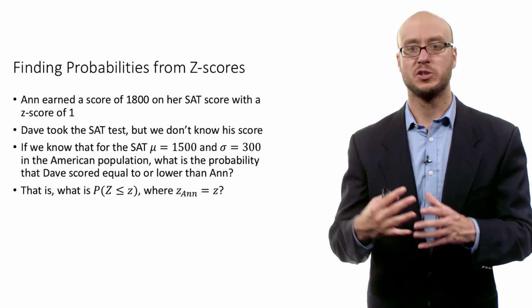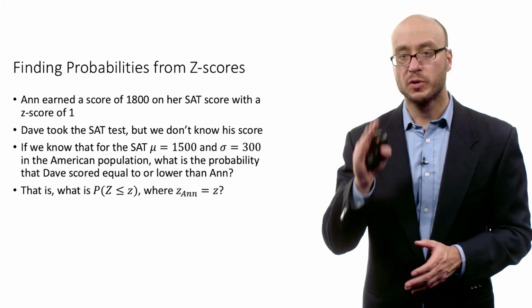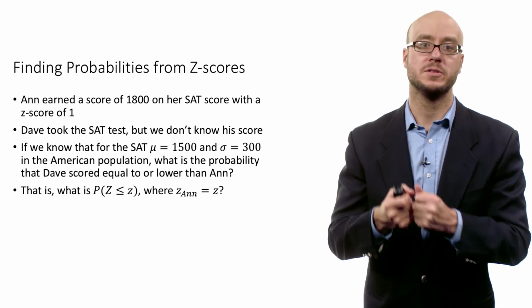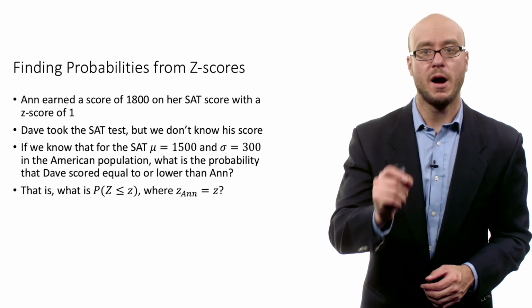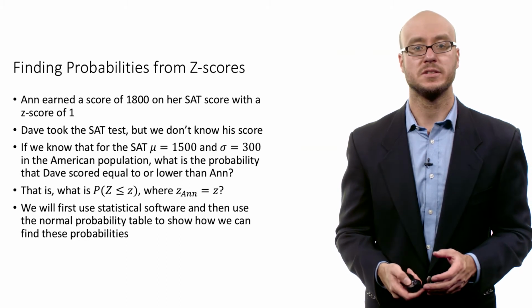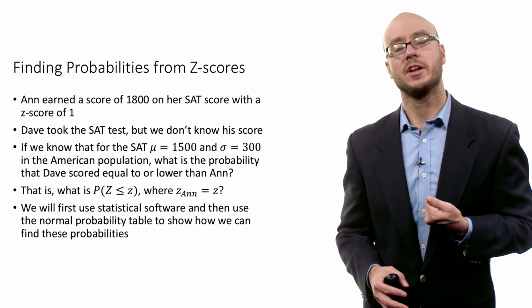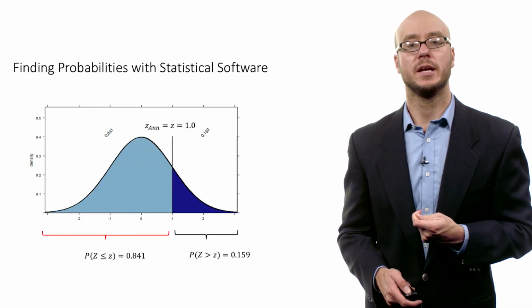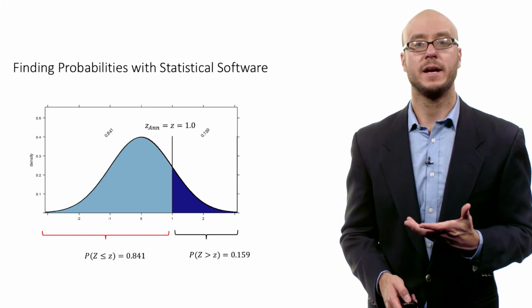We use capital Z to refer to a range of z-scores, and lowercase z to refer to a particular z-score that we want to use as a benchmark. And in this case, P just refers to probability. So we're finding the probability of finding a z-score equal to or less than Anne's z-score. We will first use statistical software, and then show how to do this using a normal probability table. Finding probability with statistical software is really quite easy.